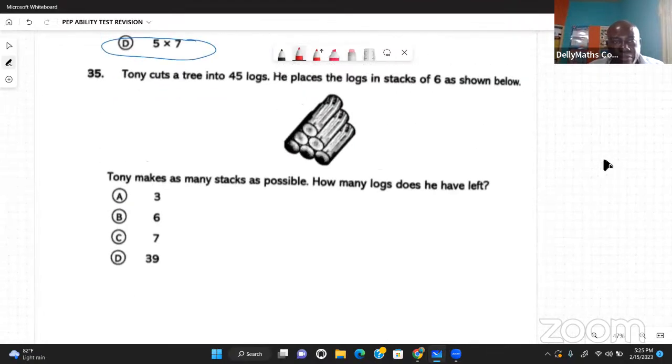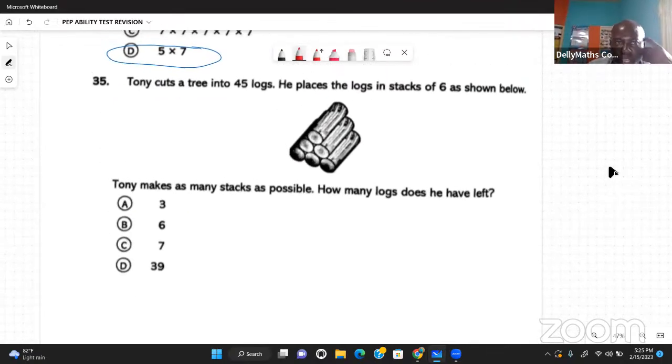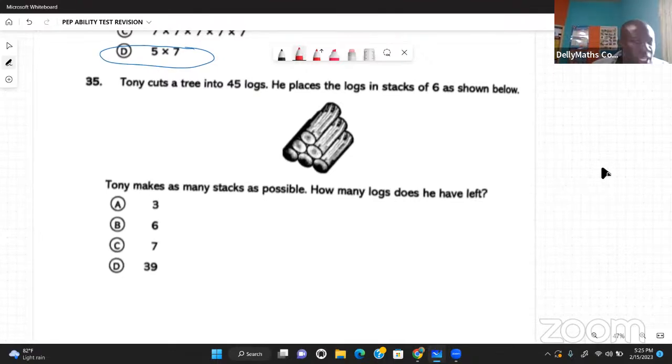Let's jump at this one now. Tony cuts a tree into 45 logs. 45 logs. He placed the logs in stacks of 6 as shown. Okay, so he's placing them just like this. All right, check it out. This is how they are placed. There are 6 of them each.